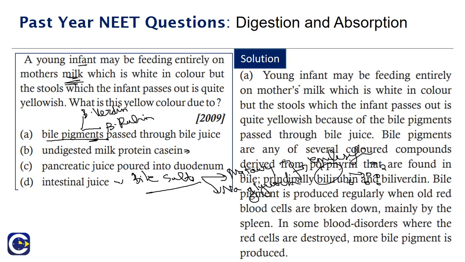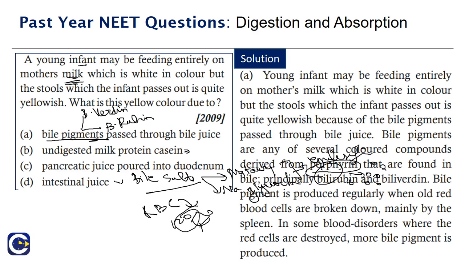The young infant may be feeding entirely on mother's milk, which is white in color, but the stools which the infant passes out are quite yellowish because the bile pigments pass through bile juice. Bile pigments are any of several colored compounds derived from porphyrin. What is porphyrin? We know RBC, right? RBC has this porphyrin ring structure. So we know the lifespan of RBC is 120 days.